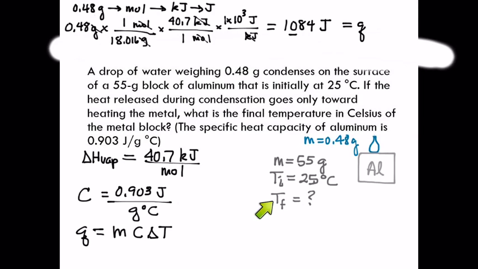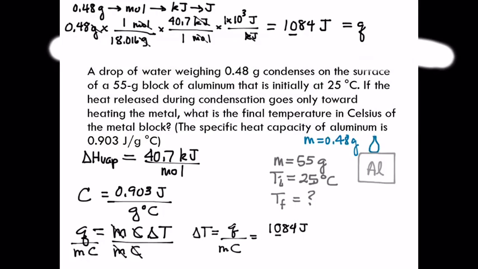I want to know what the final temperature is. If I calculate the change in temperature, then finding the final temperature would be relatively straightforward. So I want to rearrange this equation and get delta T by itself. So I'll divide by M and C. So M and C cancel out here. So delta T equals Q over MC.